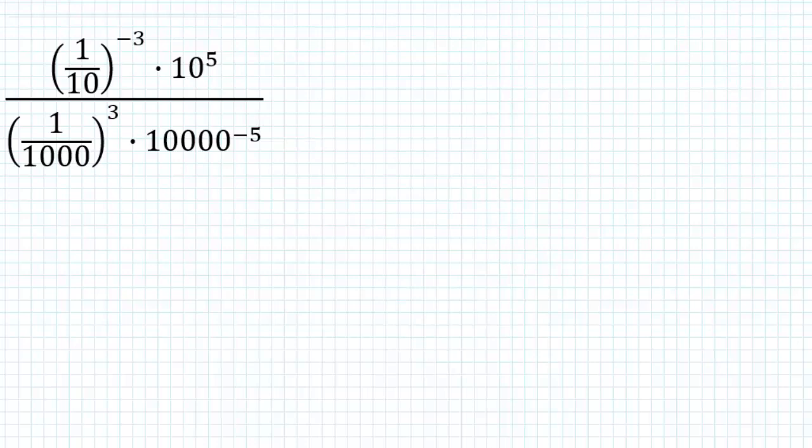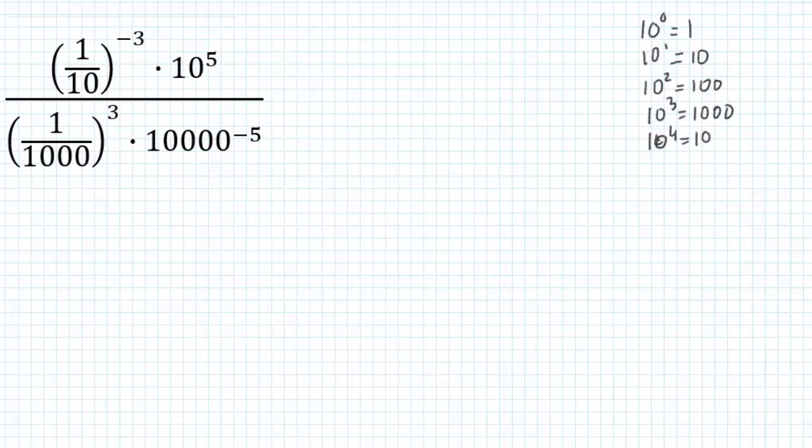As a little review on the side, I'm going to remind you of how to convert to decimals, or how to use powers of 10. If we have, for example, 10 to the power of 0, that's 1. 10 to the power of 1 is 10. 10 to the power of 2 equals 100. 10 to the third equals 1000. 10 to the fourth equals 10,000.